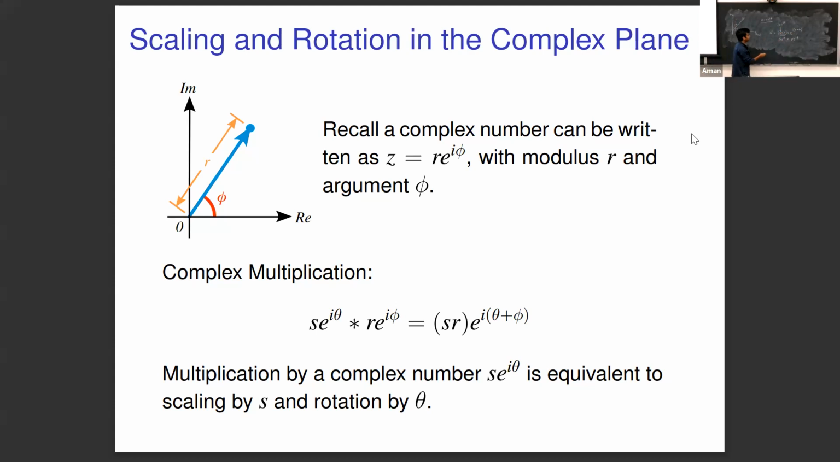So essentially what is happening is that every time you multiply by a factor like this, s serves as the scaling parameter. And then this is the rotation.